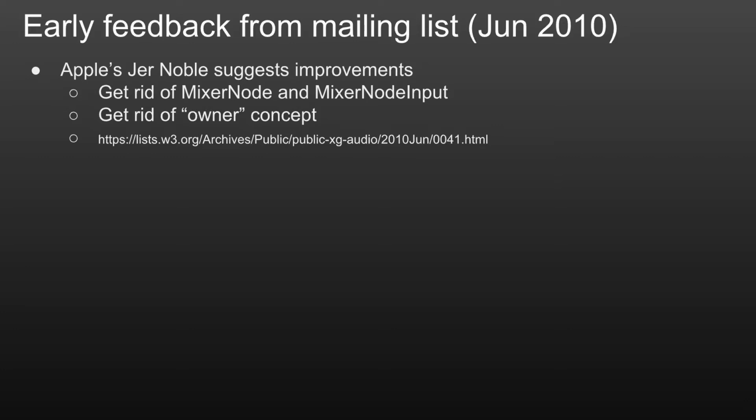So, some early feedback. Apple had a guy named Jer Noble who had been at the early meetings that I had with Apple, and he had seen the early design docs, and he saw the work that I did to make it modular and everything. And he didn't like the idea of having a mixer node and a mixer node input. And he said, well, why can't you just have the mixing happen automatically? If you have a node that has connections from multiple other nodes, why can't the mixing just happen automatically? And I thought, yeah, that would be great, actually. Why force people to create an explicit mixer node? It's just extra work, and it's unnecessary.